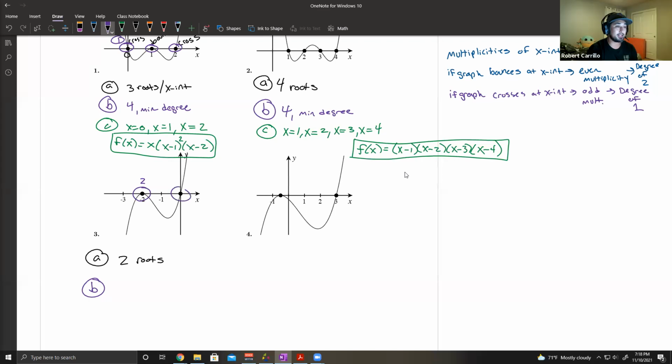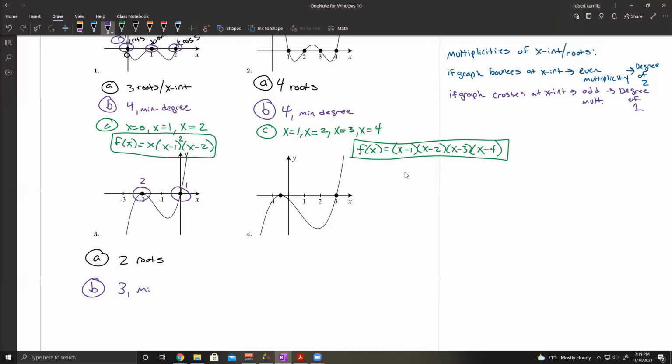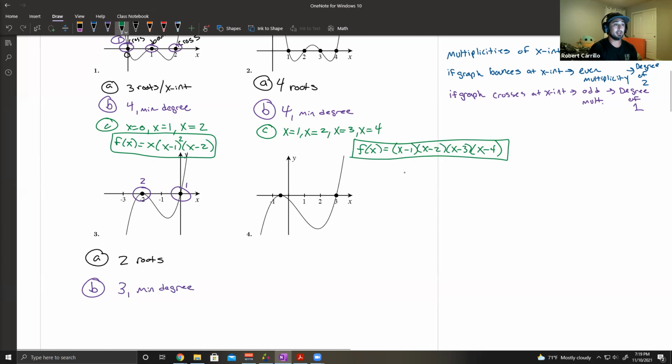And now look at 0. Does it cross or bounce? Cross. That would be a minimum degree of 1. And 2 plus 1 gives me 3. Good. 3 is the minimum degree there. Okay, now let's put it together. Look at our x-intercepts. So you would have x equals -2 and x equals 0.